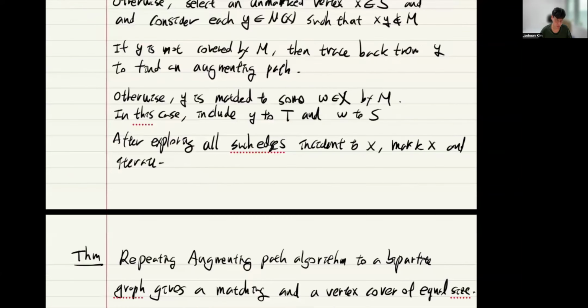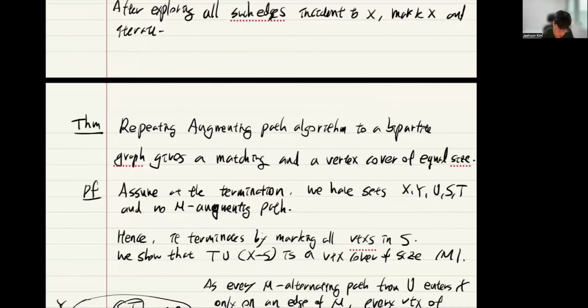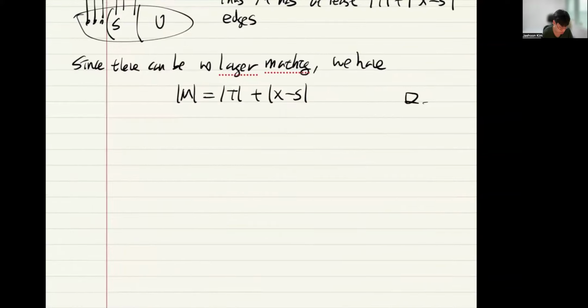So this shows that if we apply this algorithm to find the M augmenting path, and using this you augment the matching to one larger matching, and then you repeat this until you get the maximum matching, then you actually get a maximum matching.